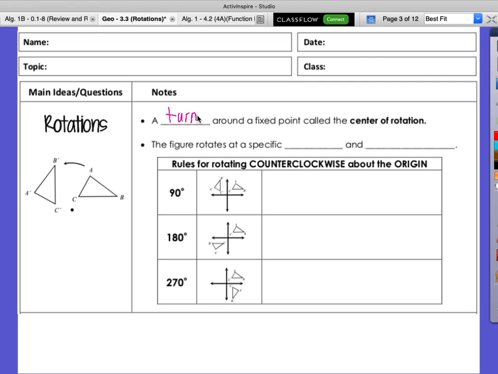So the figure rotates at a specific angle and direction. The angle is how much it rotates. And for direction, we'll just always think about it as counterclockwise in this class.